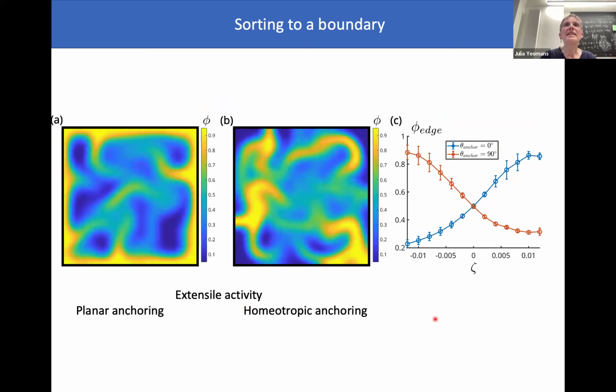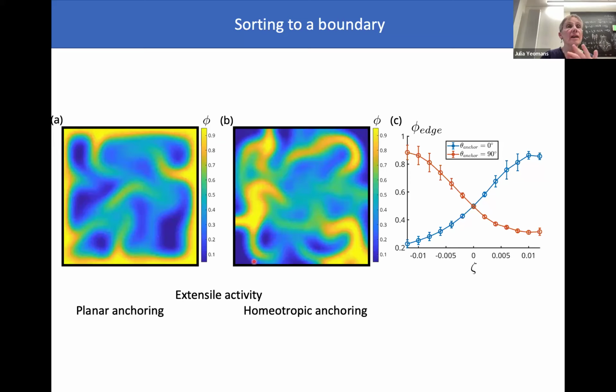You also get a sort of active wetting type thing. These things not only sort in the middle here, this is now a box, in the middle here of the box, you get this active turbulence like we had before. But if you look at the edges, here they tend to be yellow, and here they tend to be blue. So you're getting this active sorting to a boundary. If it's an extensile fluid with planar anchoring, it likes going to the boundary. And with homeotropic anchoring, it likes going away from the boundary.